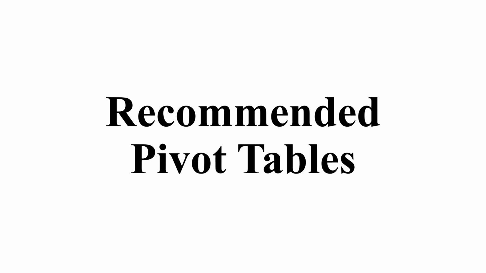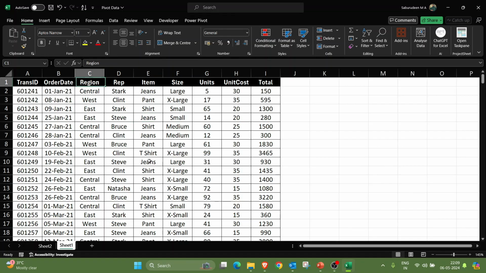So now we are going to see the recommended pivot table. Recommended pivot table is also a pivot table. Here you no need to create your pivot table. Excel will automatically calculate all the combinations and give you suggestions of what reports we can create. For example, I can create an item and size wise report, or a region and rep wise report, like that. It will give you the suggestions.